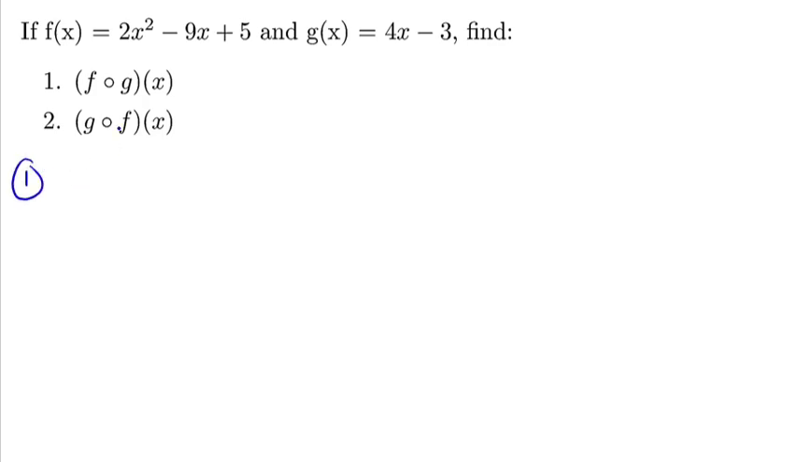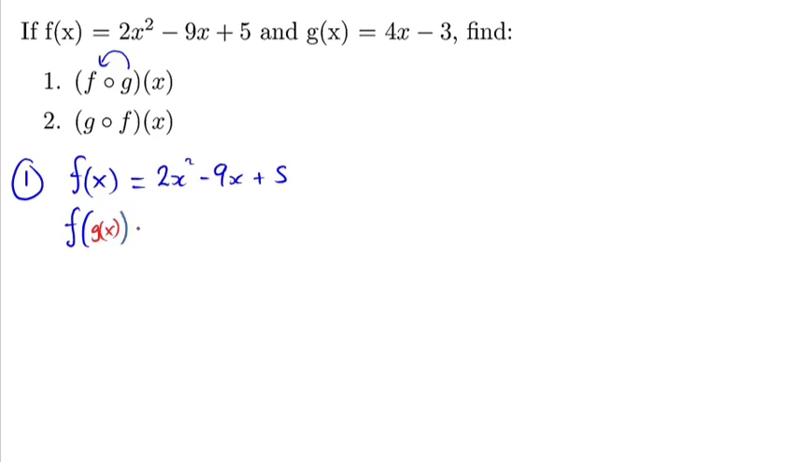For number 1, what we're looking for is f of g of x. So let's start with the parent function in this case, which is f of x. Now I'll write f of x as it is. F of x is 2x squared minus 9x plus 5. Then in this f of x, we're saying that this function must go into this function. So I'm going to replace x with g of x. So it will look something like this. Where I have this x here, I'll replace it with g of x, like that.